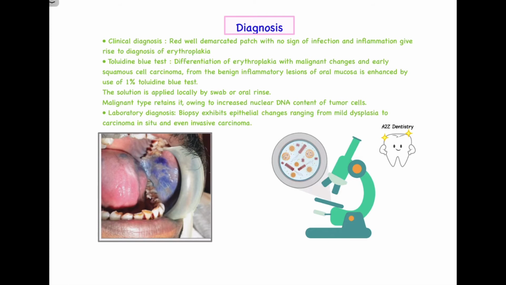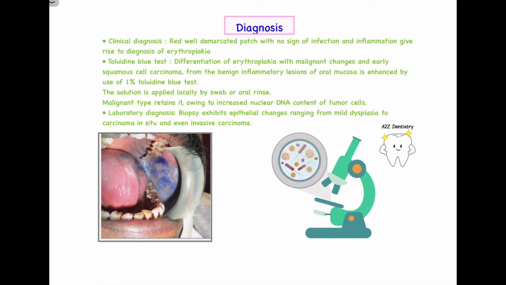Apart from it, this lesion has to be differentiated from other lesions which might appear red, but it is relatively easy. First one, because of the habit of the patient. Second, the duration of the lesion might also give you a clue towards your diagnosis. But in most of the cases, just by seeing it, you can definitely suspect erythroplakia based on those features which I have talked about previously. Now once you feel that this given case might be erythroplakia, then you can go with the toluidine blue test.